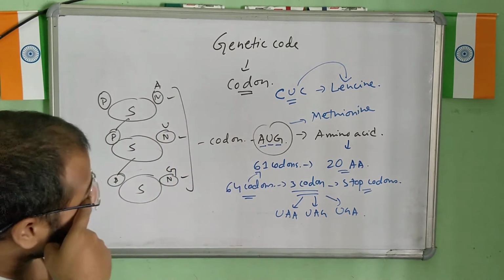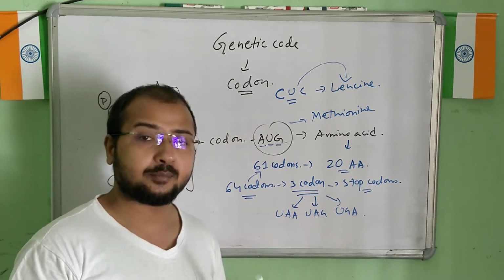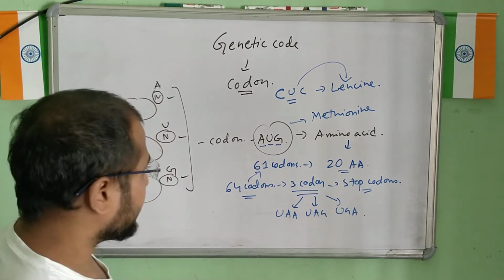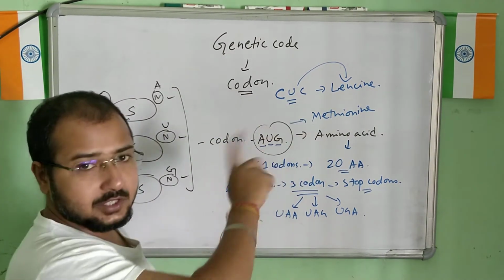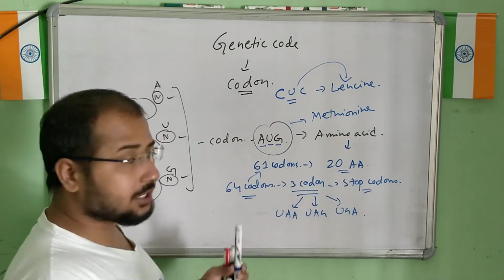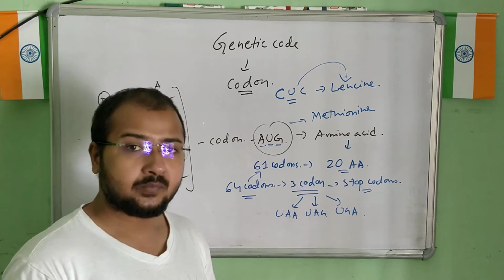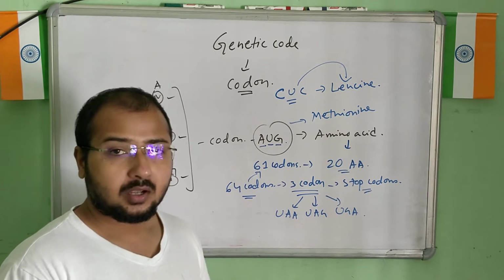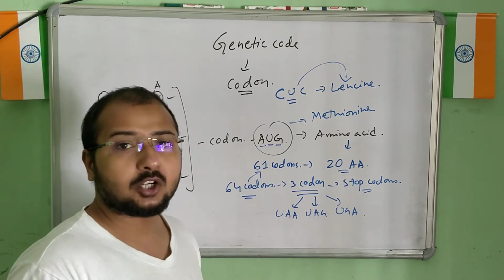Second point is that the genetic code is degenerate. The genetic code is degenerate, which means the property of degeneracy is seen in the genetic code. What does that mean? If you understand the last point that I discussed, the universal and specific nature, that one codon codes for a specific amino acid only, now degeneracy is the opposite. Opposite means one particular amino acid can be coded by more than one codon. I am repeating it: one particular amino acid can be coded by more than one codon.